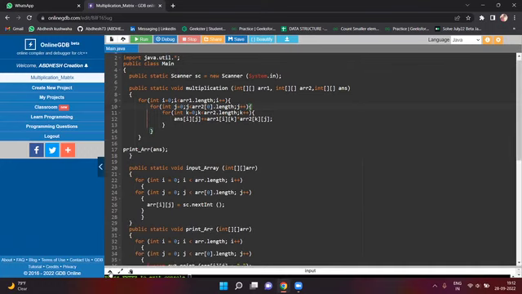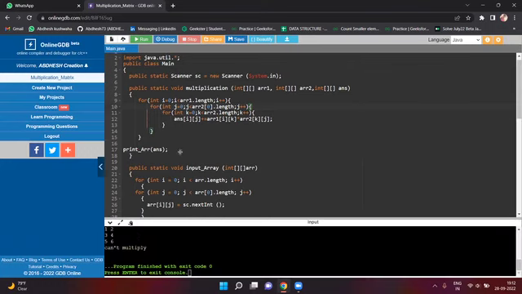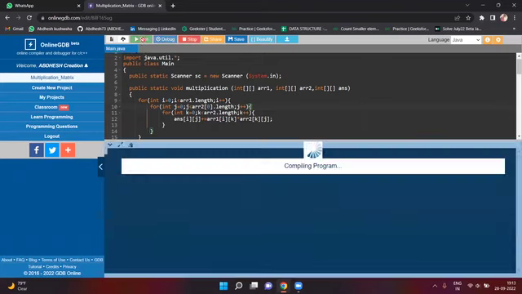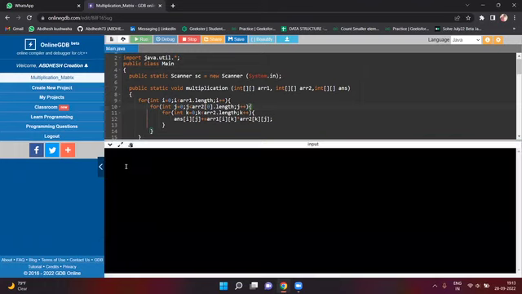Can't multiply. Why is it giving can't multiply? What were the dimensions of the matrices you have taken as input? In the first matrix I gave 3 cross 2, and in the second matrix I gave 3 cross 2 also. Yes, I have to give something different for the second one. Also 3 cross 2. How can I give 2 cross 3? The first condition itself is not getting validated, so how will it run?